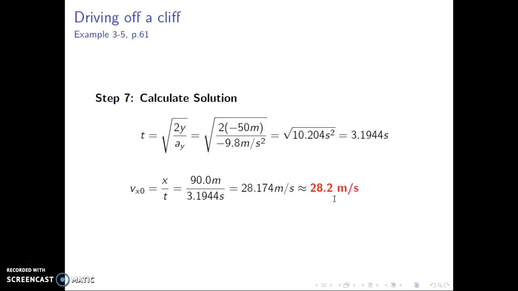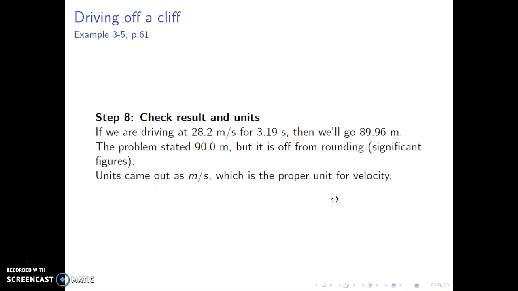We're done, right? Not yet. There's still one more step. Check the results and the units. So we got an answer of a velocity of 28.2 meters per second. If he is truly in the air for 3.19 seconds, then using our velocity equals distance over time equation, solve for distance, sure enough, it goes 89.96 meters. Problem stated 90, but it's off because we rounded a little bit due to significant figures. So we're good. We've got a reasonable result.